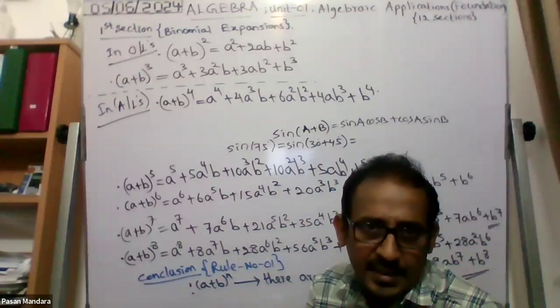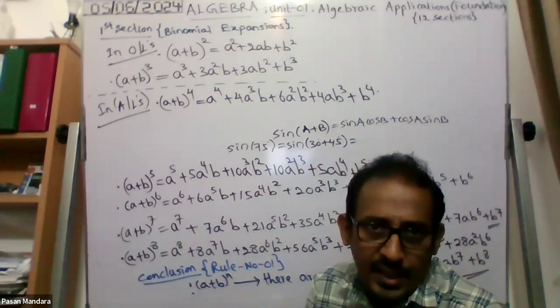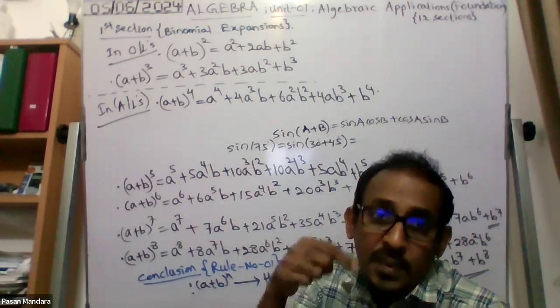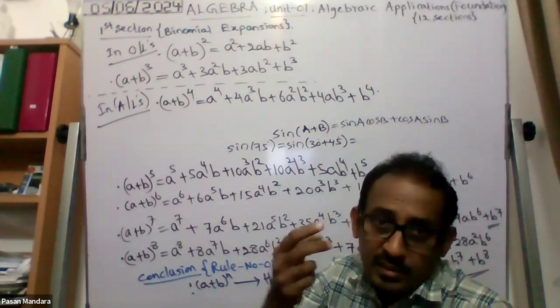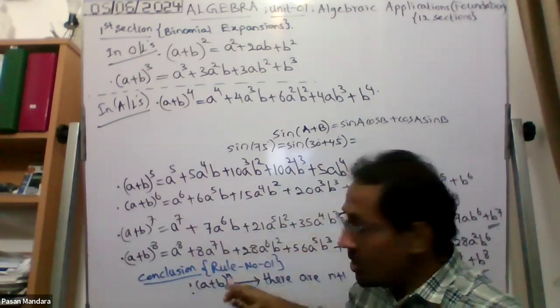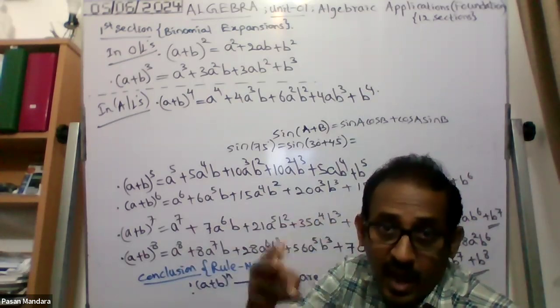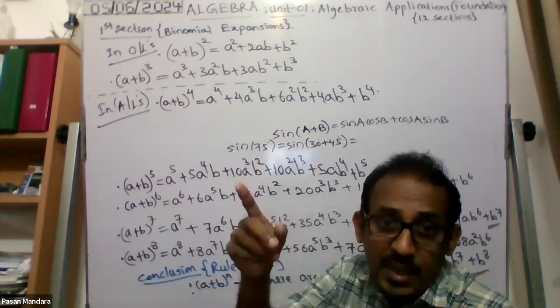After that, a decreases by power 1, and b should be introduced. That's my third point. I have mentioned 2 points; I have written only 1 point, but I have mentioned 2 points. The third point is, after that, a decreasing, b increasing.